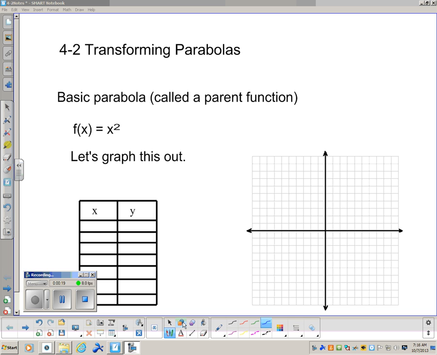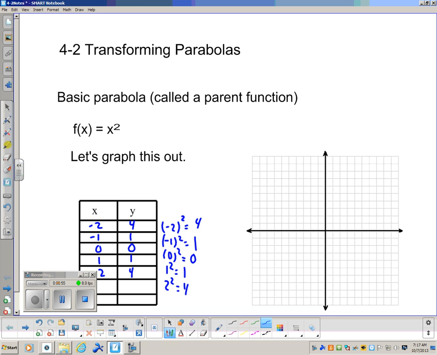Some values I'm going to pick here are -2, -1, 0, 1, and 2. So if I take -2 and plug it back into that function of x squared, I can take -2 squared and I get 4. I can take -1 and I can square it. Noticing when I'm squaring it, I'm putting parentheses around it. So you want to do that when you've got a negative there. You don't have to do it when you've got a positive. You do have to do it when you've got a negative there.